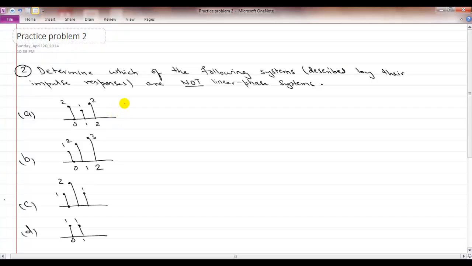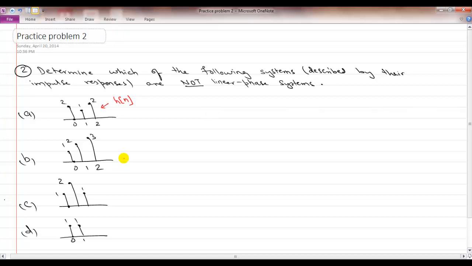Okay, let's move on to the second question, and this is really a straightforward question, assuming that you remember details about linear phase systems. The question is, determine which of the following systems, described by their impulse responses, are not linear phase systems. Each of these plots is h[n]: A, B, C, D.